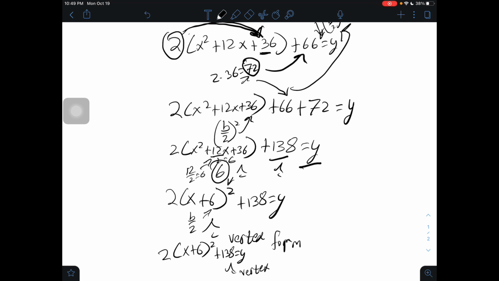And in this video, we have now completed the square and did vertex form from standard form.